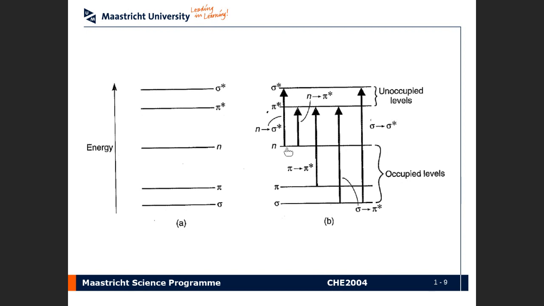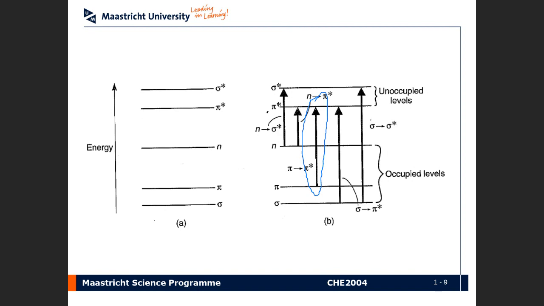And so you can, for example, have an n to sigma star transition, right? You can have an n to pi star transition. You can have a sigma to pi star transition. You can have a sigma to sigma star transition. And you can have, in fact, one of the most typical ones is pi to pi star. So of all of these transitions, pi to pi star transitions are typically very visible, and they tend to give very large absorptions, okay? But you can also have these other absorptions.